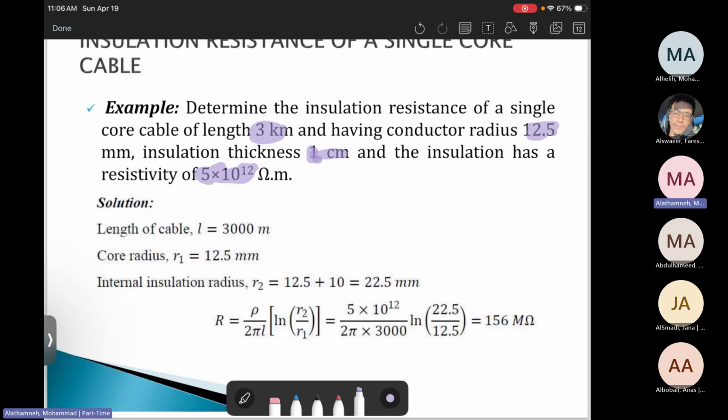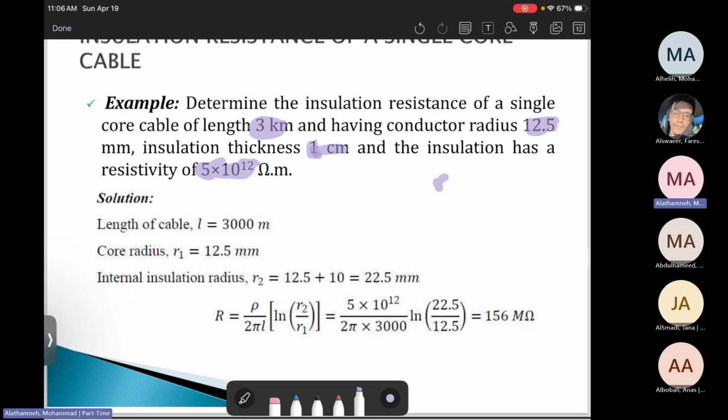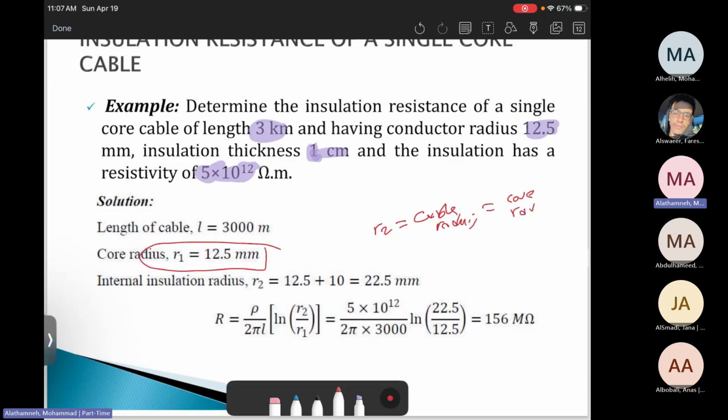So we can say the conductor size, which is, as we said, R1, 12.5 millimeters, R2, which is, I would say, the cable radius. So the cable radius will equal the core radius or conductor radius plus insulation thickness.